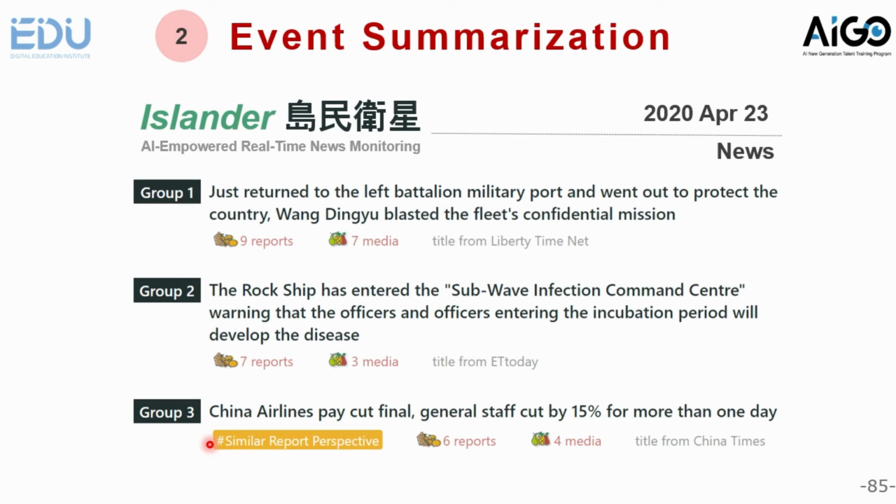So the second step is we need to summarize the event. What is the event of this group? So we need to extract some keywords. For example, the first one is about some recent news from Taiwan. It's military and fleet information. And group 2 is also very similar to the first one, but it focuses more on the coronavirus scenario. And we will extract the keywords for different events. So you will see, oh, we have 3 different events, but they have multiple articles talking about the same event.